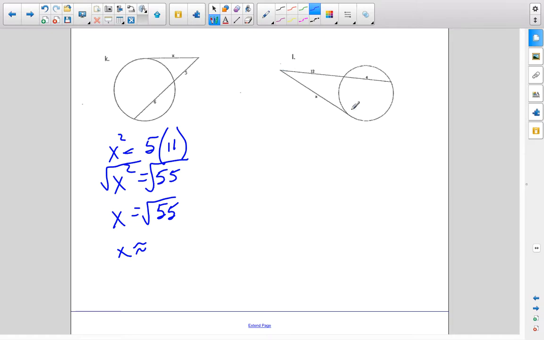Okay, on our last one, we have a tangent, which we'll square, and we have a secant segment. So we'll take the outside times the total. So we have tangent squared equals the outside times the total secant segment, 12 plus 4, which is 16. So we have x squared equals, and 12 times 16 is 192.